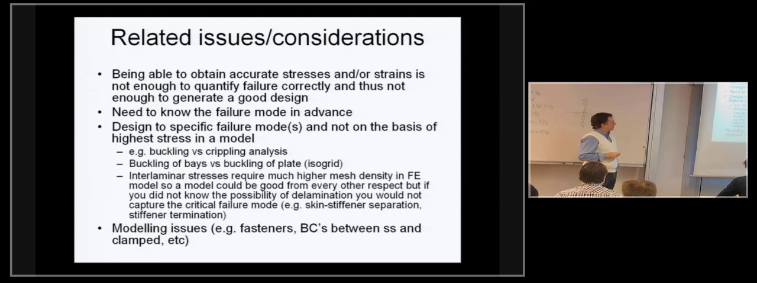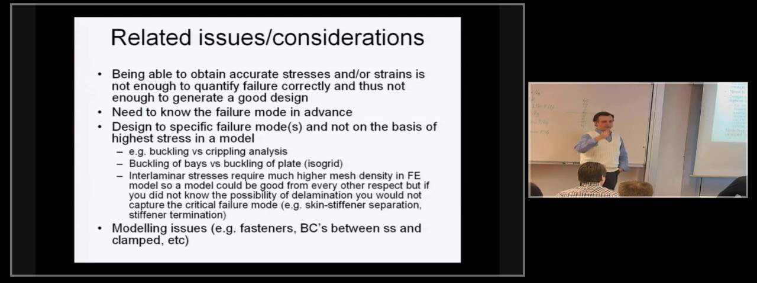But as I mentioned, there is the global buckling versus local buckling, both of which somehow have to be accounted for by your analysis. Then there's buckling of bays in between the stringers, or buckling of the entire plate, or buckling in between the grids in an isogrid. And then you have out-of-plane stresses that even if you have an in-plane loading situation, in many cases you develop out-of-plane stresses. We'll talk about those a lot later on in the course. And there, your finite element cannot really help you unless you have a fine enough mesh.